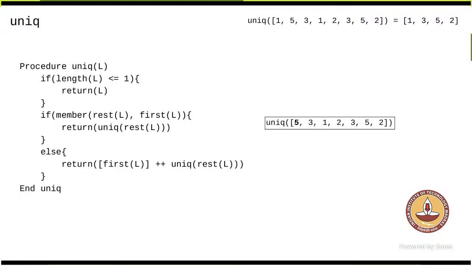But before we go to the final, let's just finish this. So is 5 there in rest of L? Yes, sir. It's there. So this will just return unique of rest of L. Again, unique of rest of L. Again, now what will it do? It will append the one. Yeah. So just one, rest of L.